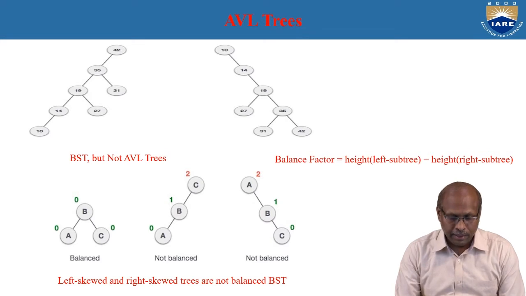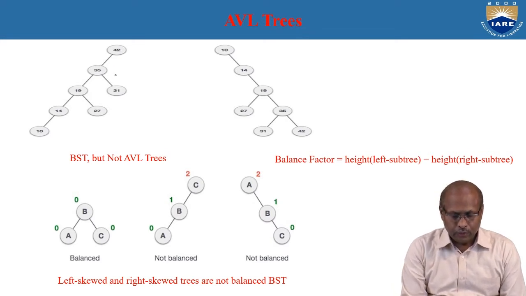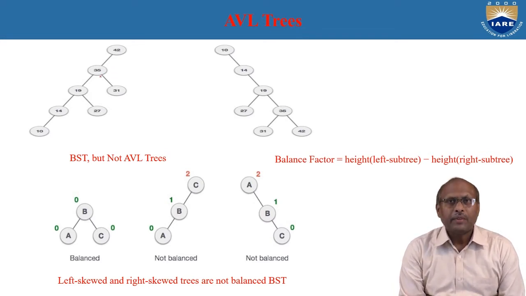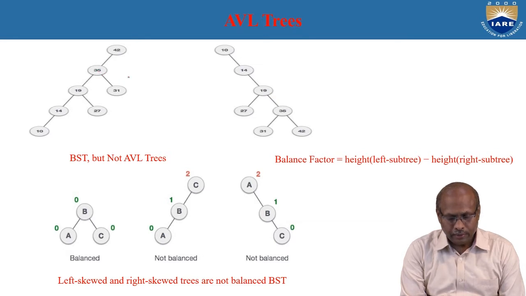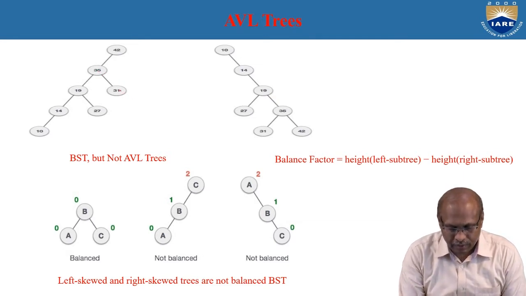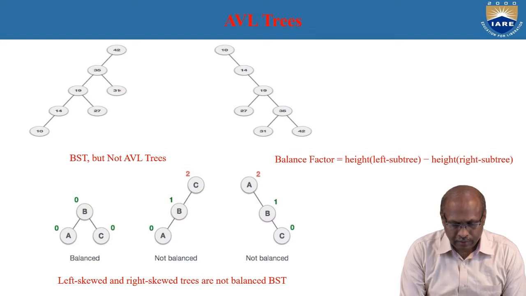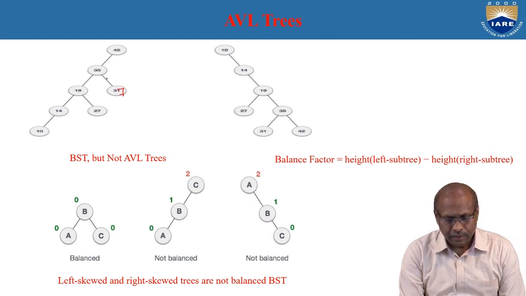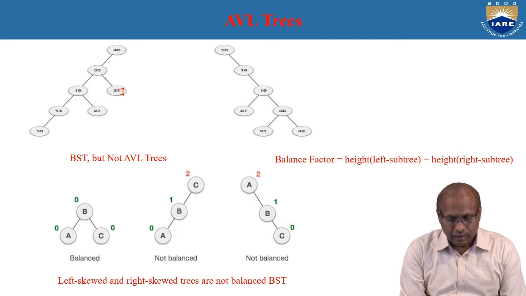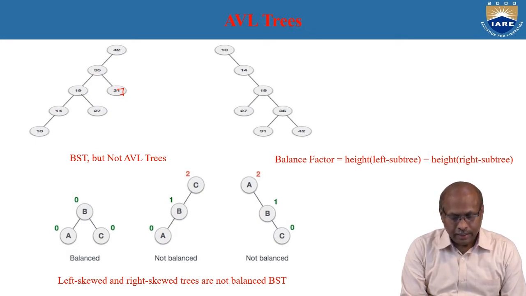You can see this example here. 42, then 35. 35 is less than 42, so it comes on the left side. And 31. 31 is less than 42, but not 31, it's 37. 37 is less than this. Then 19. 19 is less than this. Then 27. Then 14. Then 10.